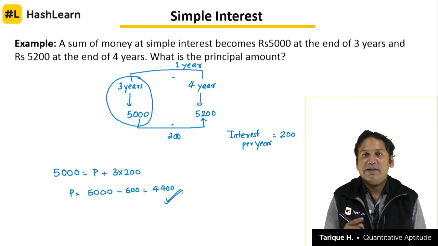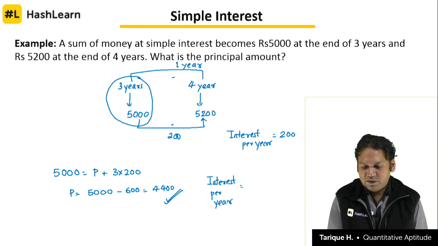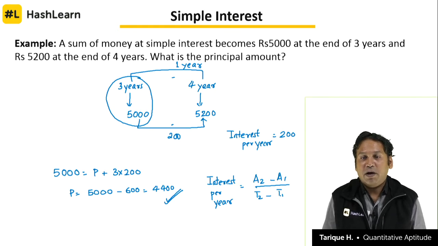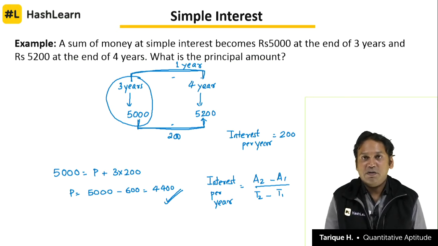Remember, if this kind of question comes, that a sum of money at simple interest amounts to this much after 3 years or 4 years and this much after 5 years or 6 years, you can find out interest per year directly by using this formula: A2 minus A1 upon T2 minus T1, where A1 and A2 are the amounts after T1 years and T2 years. Interest per year is equal to the difference. That is what we have done here: difference of amount divided by difference of year. Here in this case 200 by 1 is 200, so that's easy.